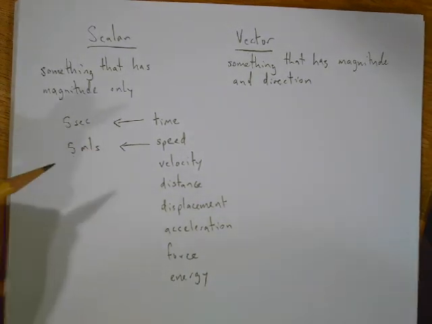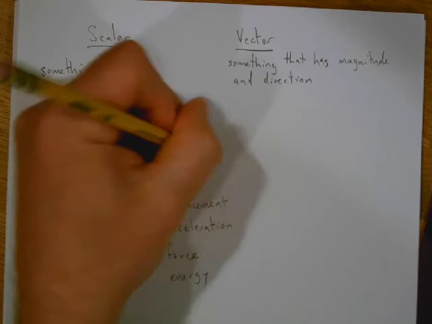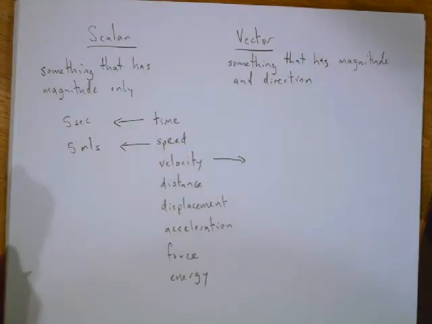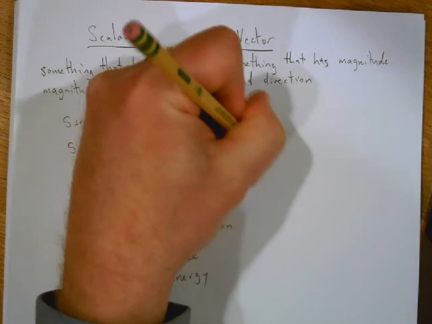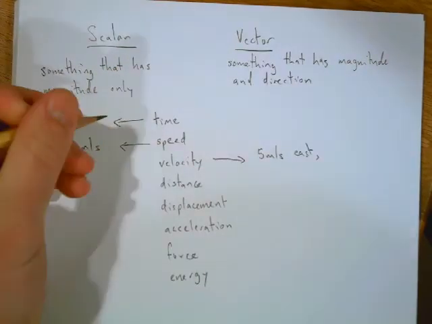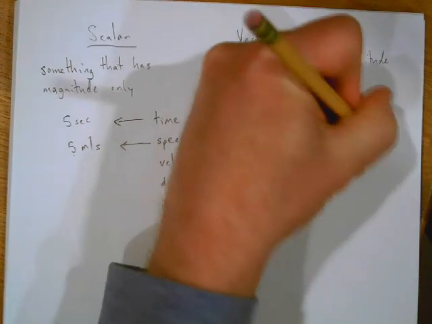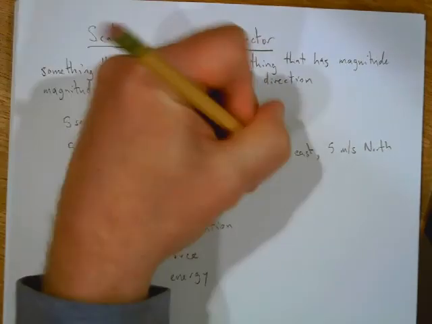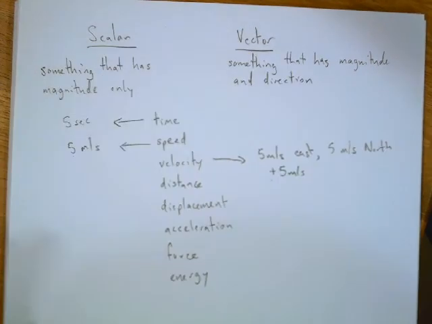And again, you got to include those units because otherwise you sound like a crazy person. How fast are you going? Oh, 3 what? Velocity is a vector. So velocity would be, for example, 5 meters per second east. You could say 5 meters per second north. You could say plus 5 meters per second, where the plus is going to tell you the direction.